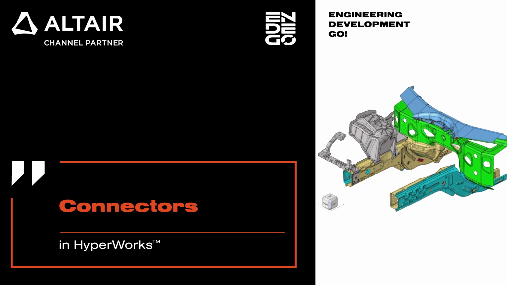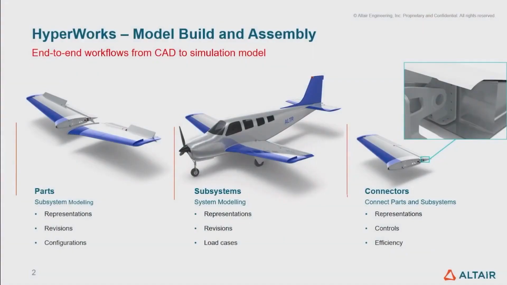Okay, good afternoon. So today I'm going to go through the connectors or the model assembly workflows. This really builds on a lot of what Greg had gone through from a model build point of view, and this then integrates in the model assembly side of that. So how do we go from parts and subsystems, and how do we join those together as a functional system?